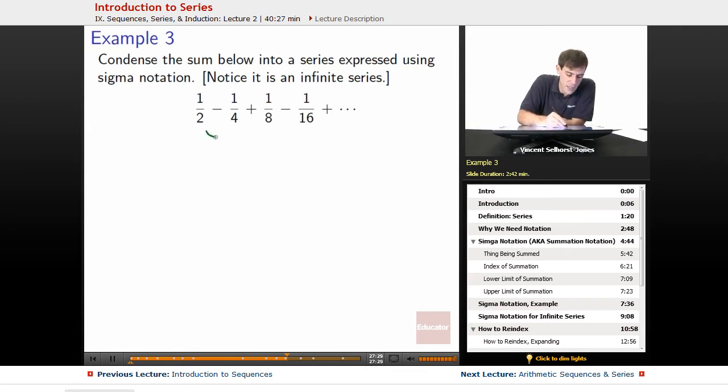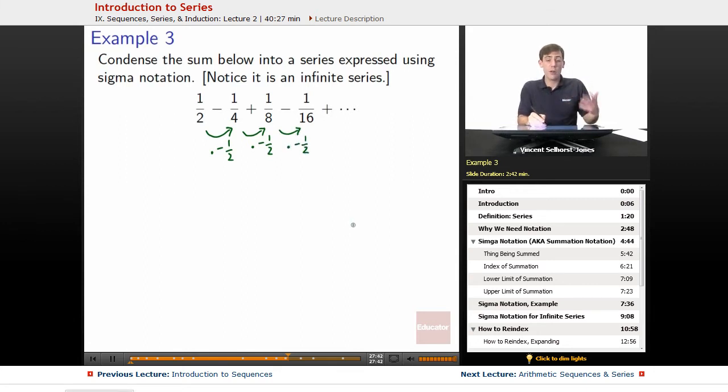How do we get from 1/2 to negative a quarter? Well, we multiply by negative 1/2. How do we get from negative 1/4 to positive 1/8? We multiply by negative 1/2. How do we get to the next one? We multiply by negative 1/2. So with this in mind, how can we create a general term a_n? So a_n is equal to, since we're multiplying by negative 1/2 each time, negative 1/2 to the, is it going to be to the n?